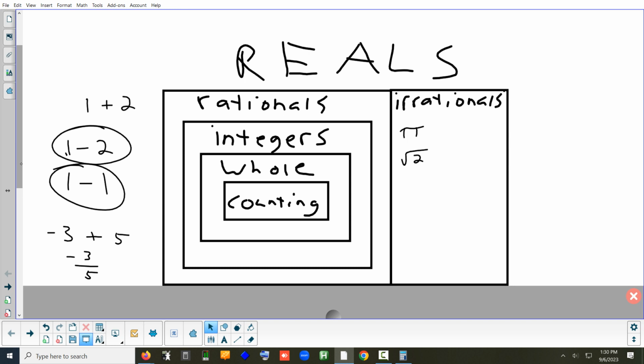Now there are numbers beyond real numbers. Those are called, do you know what those are? Imaginary numbers? Yep, we talk about imaginary numbers, complex numbers, but for now we're going to stick with real numbers. So we'll talk about imaginaries later on.